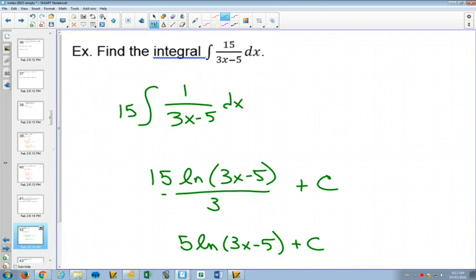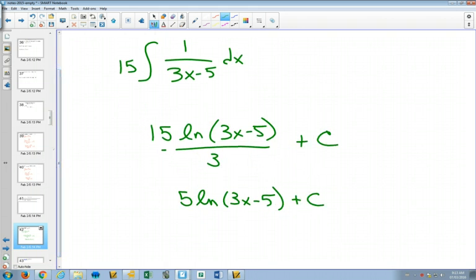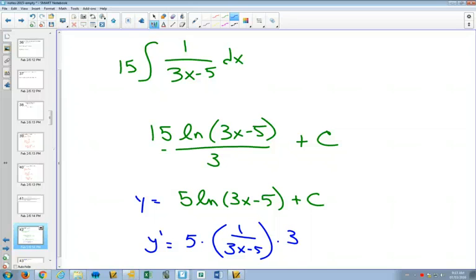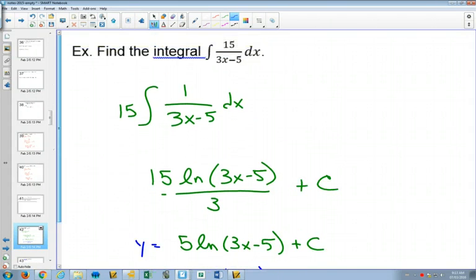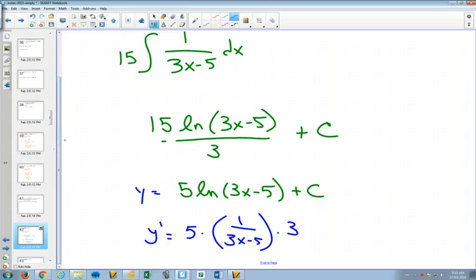If you're ever curious, did I get it right? Because sometimes integration's harder that way. You can always take the derivative at the end to see. What would happen if I did the derivative of this? If this was y equals, y prime would be 5 times 1 over 3x minus 5, chain rule times by 3. Does that match up with the 15 over 3x minus 5 that we started with? Yes, it does. So now I know I've done this right.